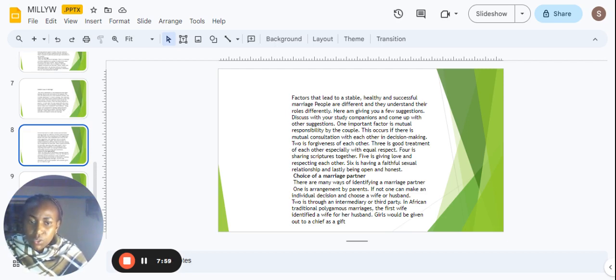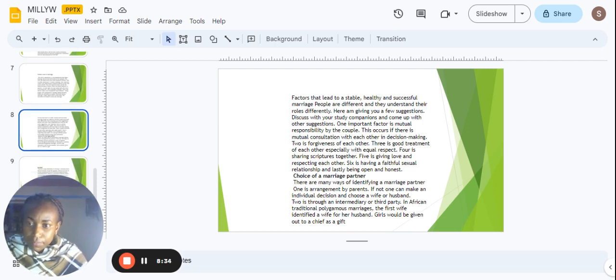Let's look at the choices of having a marriage partner. There are many ways in which you can identify your marriage partner. One is the arrangement by parents. If not, one makes a decision and chooses a wife or husband. There is also choice through an intermediary or third party. In African traditional marriages, polygamous marriages were considered. The first wife identified a wife for her husband. Girls would be given out to a chief as a gift.